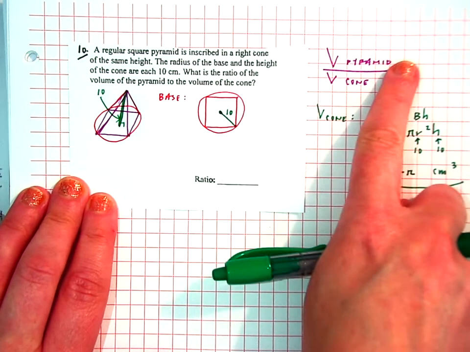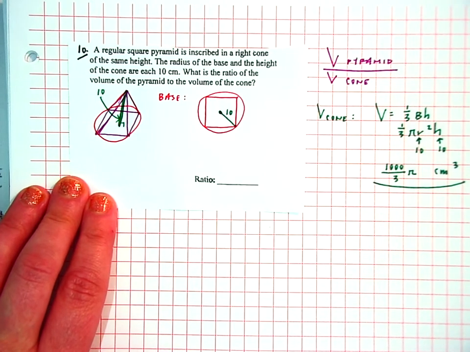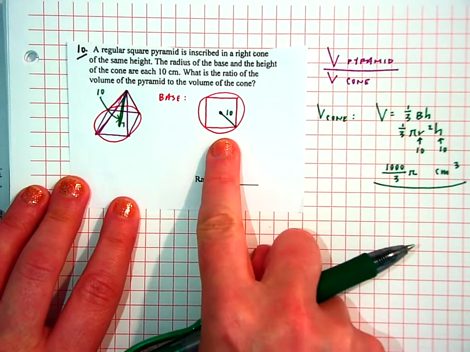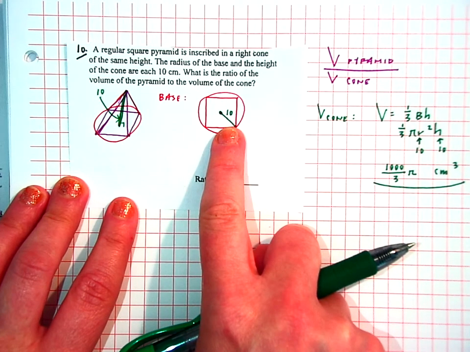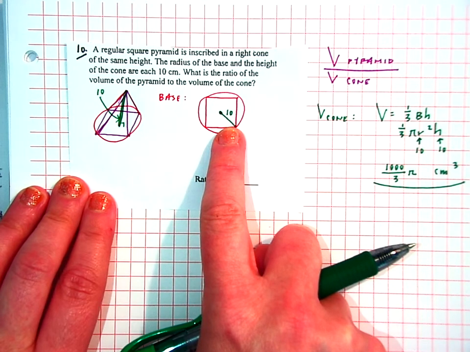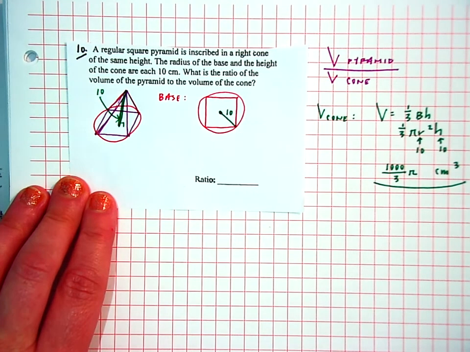For my pyramid, I need to figure out how to get to my base area. I know that this shape is a square. There's a couple ways I could go about it. For a square, I could do base times height, I could do 1/2 the apothem times the perimeter, or I could go through the diagonals. So I could do 1/2 diagonal 1 times diagonal 2. I think that's going to be easiest.